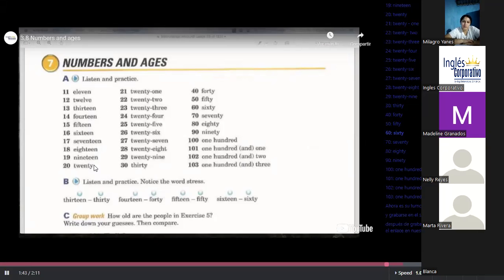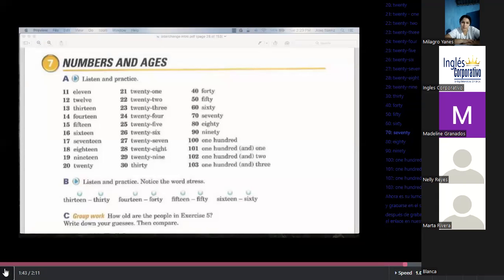But then you're going to use the same numbers. Okay, so you learn from 0 to 100, and then you begin again with a number from 101. Okay? Okay. 70. 80.